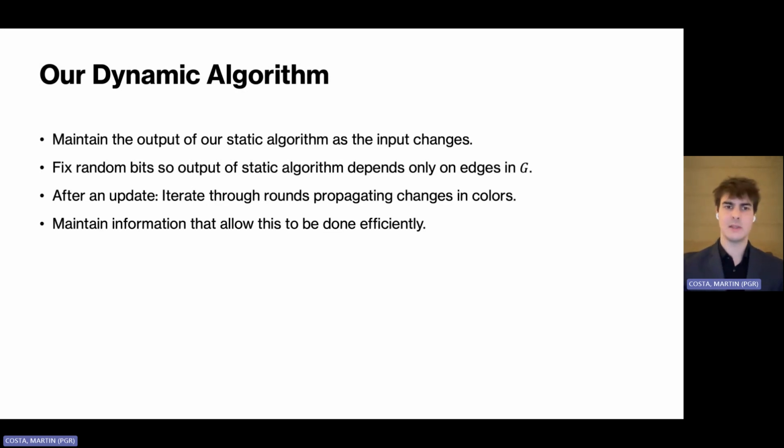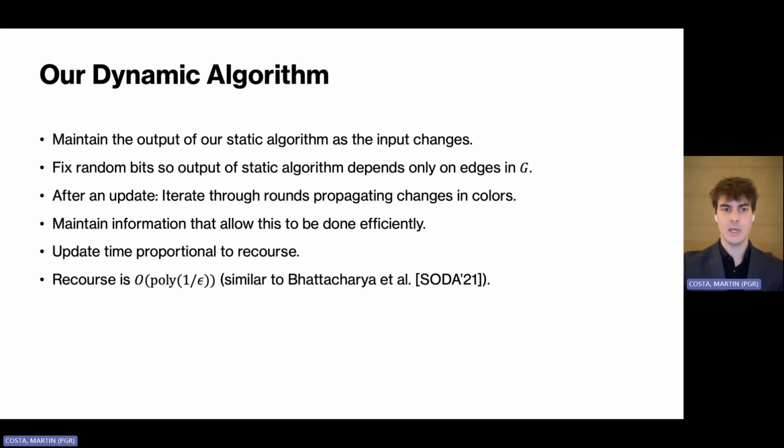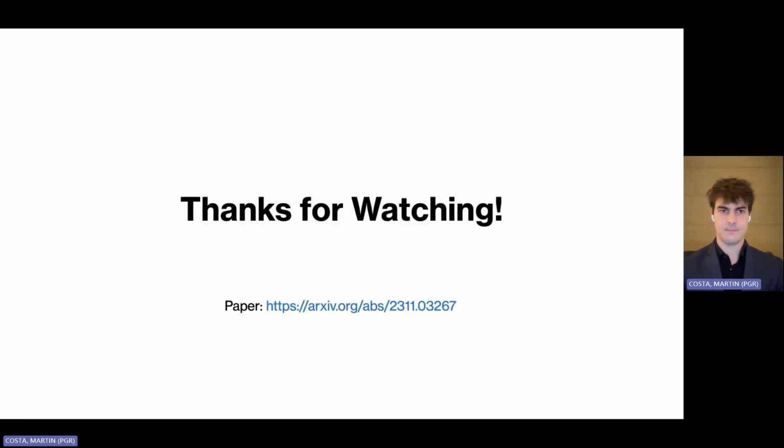And informally, the idea is basically that we can maintain some appropriate information that allows this process to be done efficiently. So when an edge changes color, we can maintain the information telling us which other edges should be changing color because of this edge changing color. And this basically allows us to implement the algorithm so that the update time is proportional to the recourse. And we can analyze the recourse and show that it's going to be poly(1/epsilon) by a similar argument to Bhattacharya et al. from SODA 21. And then this in turn gives us poly(1/epsilon) update time.